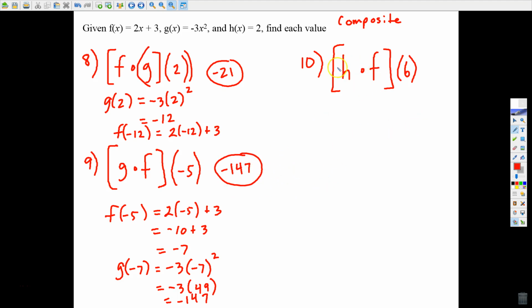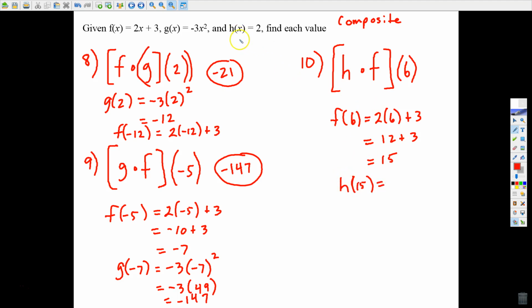And then finally, number 10. We start off by, again, the closest function to the number first. So let's do f of 6. f of 6 is 2 times 6 plus 3. 12 plus 3 is 15. And now we're going to do h of 15.